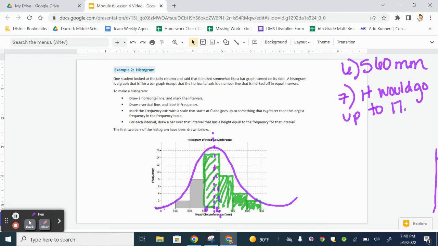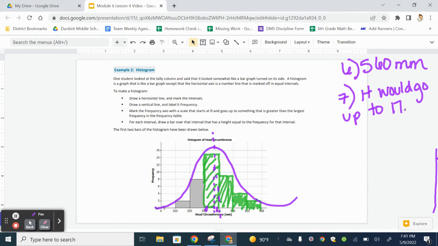Number 8, because the 40 head circumference values were given, you could have constructed a dot plot to display the circumference data. What information is lost when a histogram is used to represent a data distribution instead of a dot plot? Okay, well, number 8, in a dot plot, you can see individual values. In a histogram, you only see the number of values in an interval. I'm not actually going to have you write that down. That's just something good to talk about. And number 9, we're actually going to skip for right now.